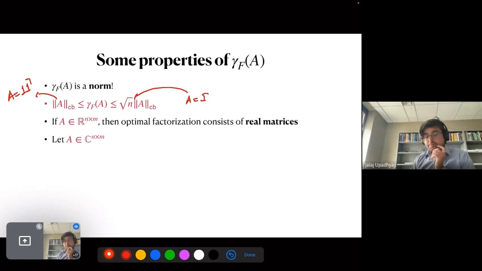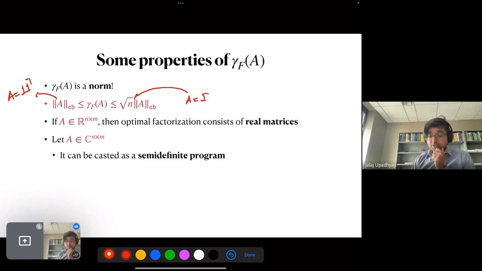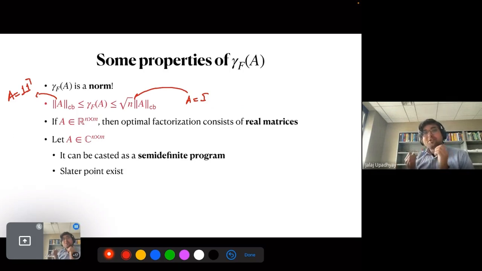Some other thing that we prove for any complex matrices is that it can be cast as a semi-definite program. I've been saying this, and I will show this very explicitly in a couple of slides. And with a semi-definite program, it's always a question whether the primal and dual will match. As it turns out, a Slater point exists, so they do match. So that allows us a nice lower and upper bound proof.